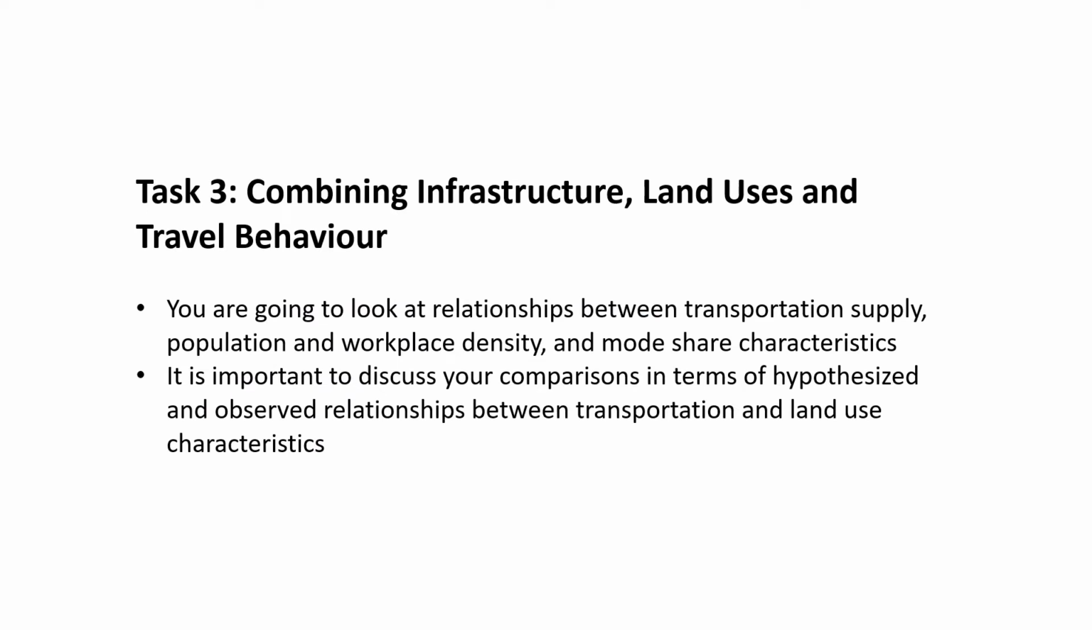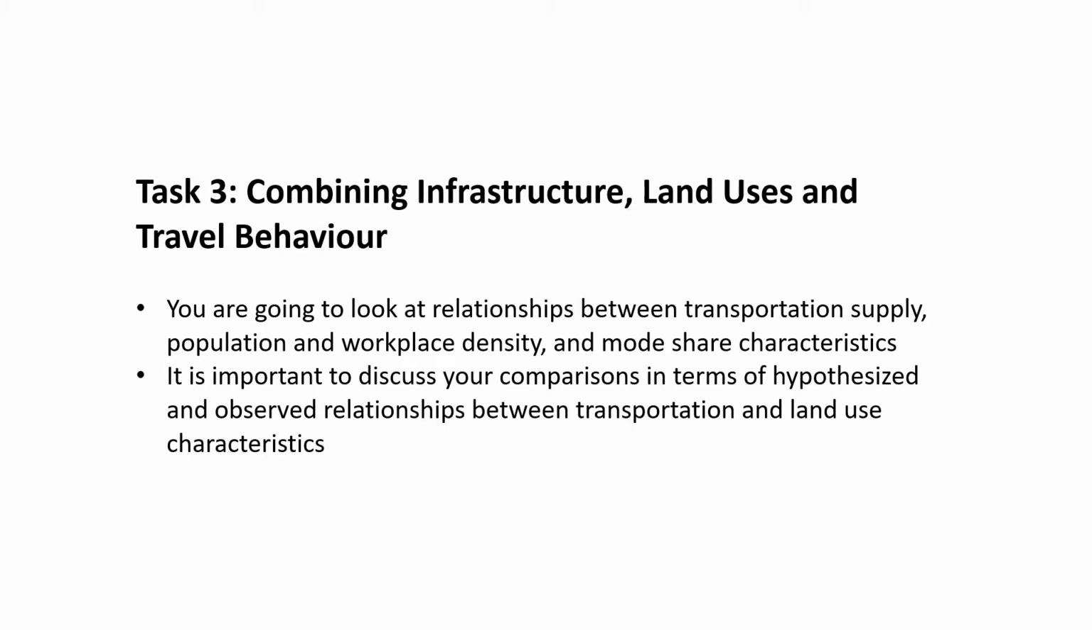In task 3, you're going to look at relationships between transportation supply, population and workplace density, and mode share characteristics. There are no technical instructions for this task because it's mainly about comparisons using the maps you've made in tasks 1 and 2, and it is important to discuss your comparisons in terms of hypothesized and observed relationships between transportation and land use characteristics. There is no need to make new maps.